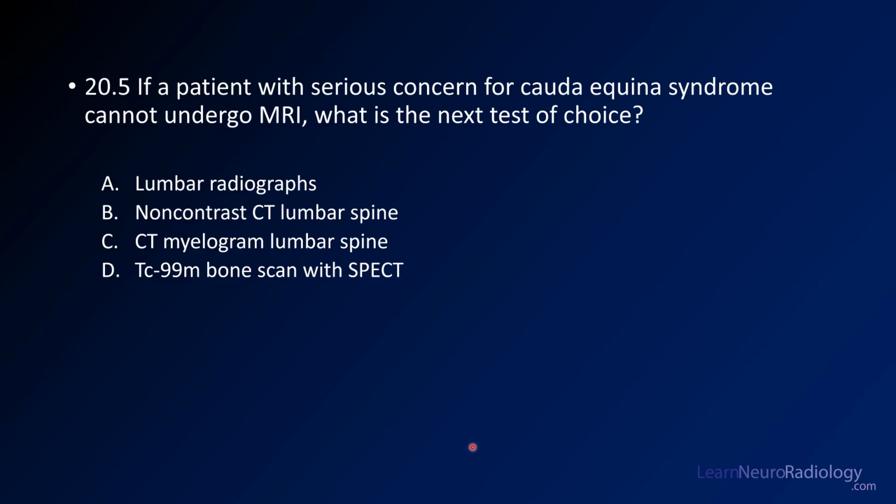Question 5. If a patient with serious concern for cauda equina syndrome cannot have an MR, what is the next test of choice? You want to do radiographs? You want to do a non-contrast CT? Do you want to do a CT myelo? Or do you want to do a bone scan? So there are two relatively reasonable answers here, with those two being the non-contrast CT or the CT myelogram.